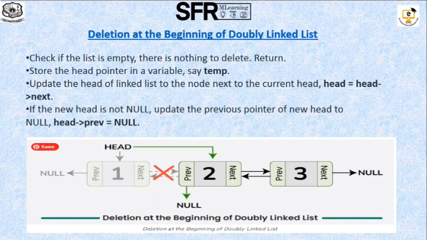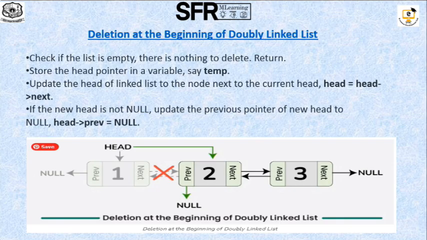So for deleting at the beginning, first we have to check whether the list contains nodes or not. So check if the list is empty. If the list is already empty, then there is nothing to delete. Next, we store the head pointer variable. First we create a temporary variable.